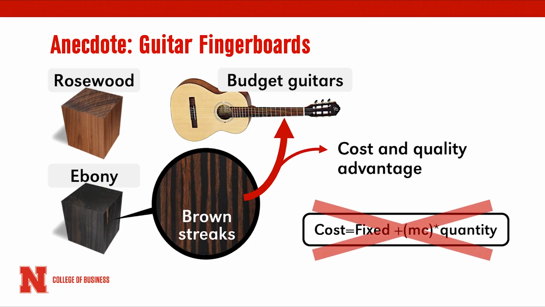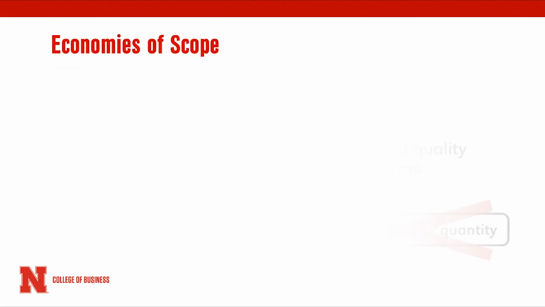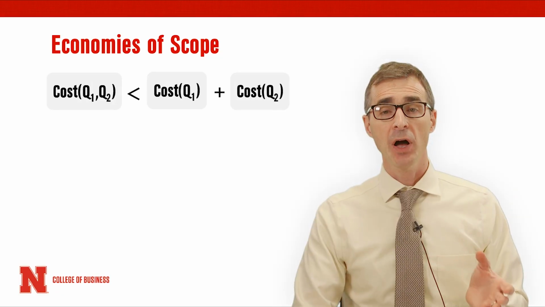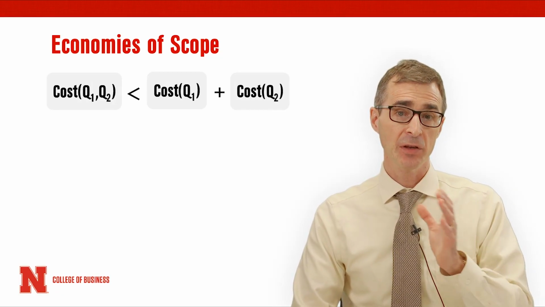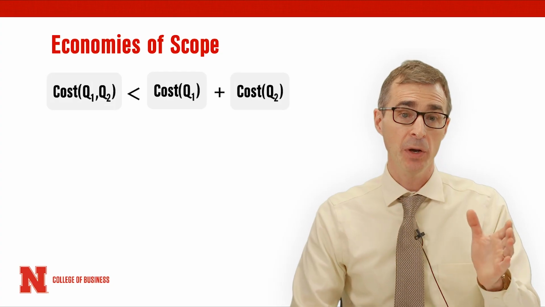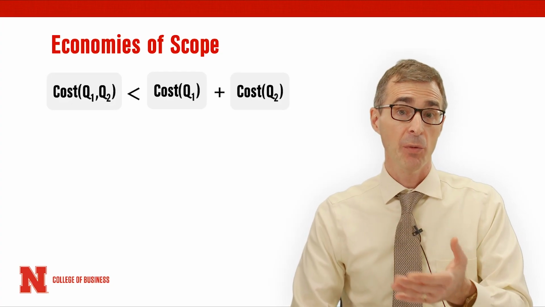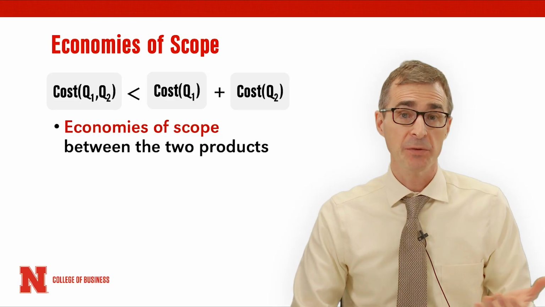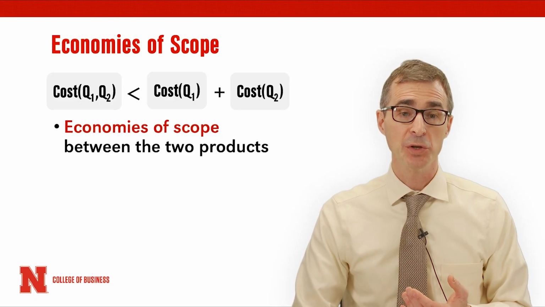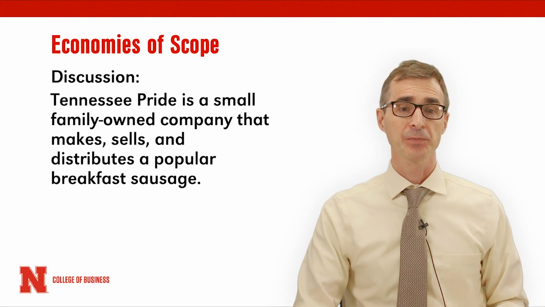So the cost formula on a standalone product basis really needs to be modified when we're dealing with economies of scope. If the cost of producing both of the products jointly is less than the cost of producing them on their own, as was the case for the two guitar types just described, then this describes a classic economies of scope between the two products.